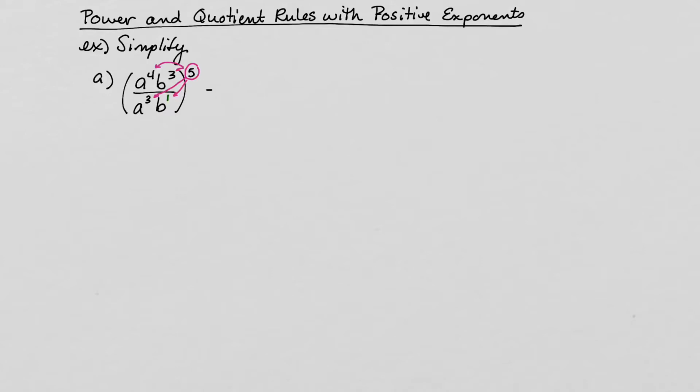So this is going to become a to the 4 times 5, b to the 3 times 5, divided by a to the 3 times 5, b to the 1 times 5. If I work that out, it would be a to the 20th, b to the 15th, divided by a to the 15th, b to the 5th. Okay, so now I've gotten rid of these parentheses and this exponent out here. Now all I have to do is simplify this piece here.